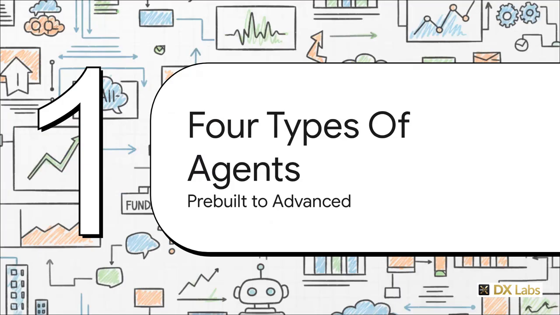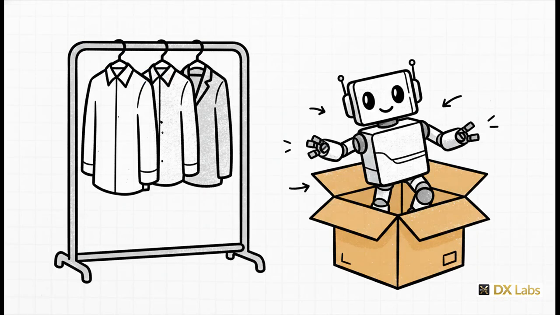Okay, Section 1. The 4 types of agents: pre-built, SharePoint, everyday, and advanced agents. Starting with pre-built agents. Think of these like buying clothes straight off the rack. You don't need to hire a tailor, you just pick your size and you can wear it immediately. Pre-built agents are created directly by Microsoft or a Microsoft-approved vendor. They are ready-made, completely standardized, and they integrate seamlessly into your workflows without requiring a single line of custom code.